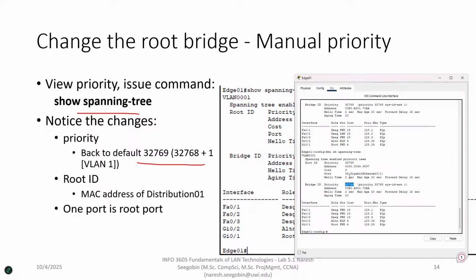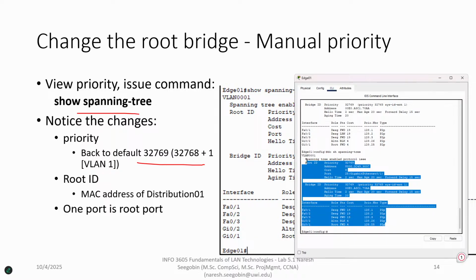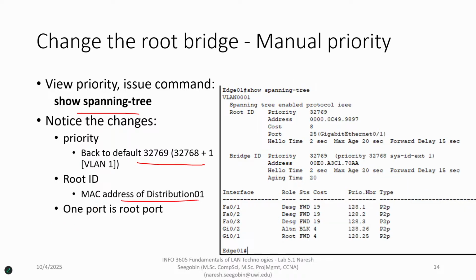32769. But it should have been 32768 plus 1 because it's VLAN 1. Check. If it's VLAN 2, you'll see another block of text, and you'll have another one with VLAN 002. Again, distribution 01 is root, and one port is the root port. So that's this guy here.